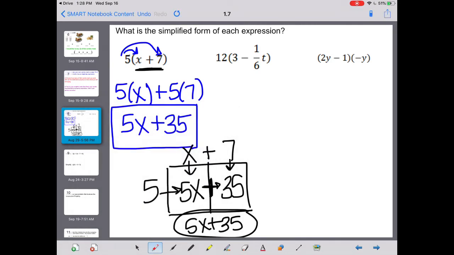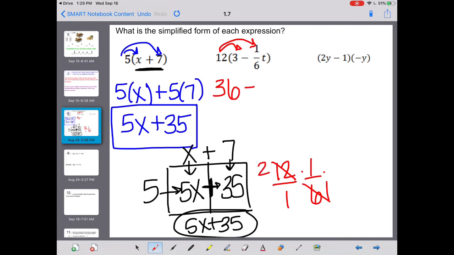Okay. Next one, I need to share 12 times 3, which is 36, minus 12 times 1/6 t. If you remember, multiplying a whole number times a fraction, you should make the whole number into a fraction, and then you can simplify before you multiply. Both of these can be divided by 6, so that will turn into a 1, and this will turn into a 2, so that when I multiply straight across, I get 2 over 1, which is really just 2t.